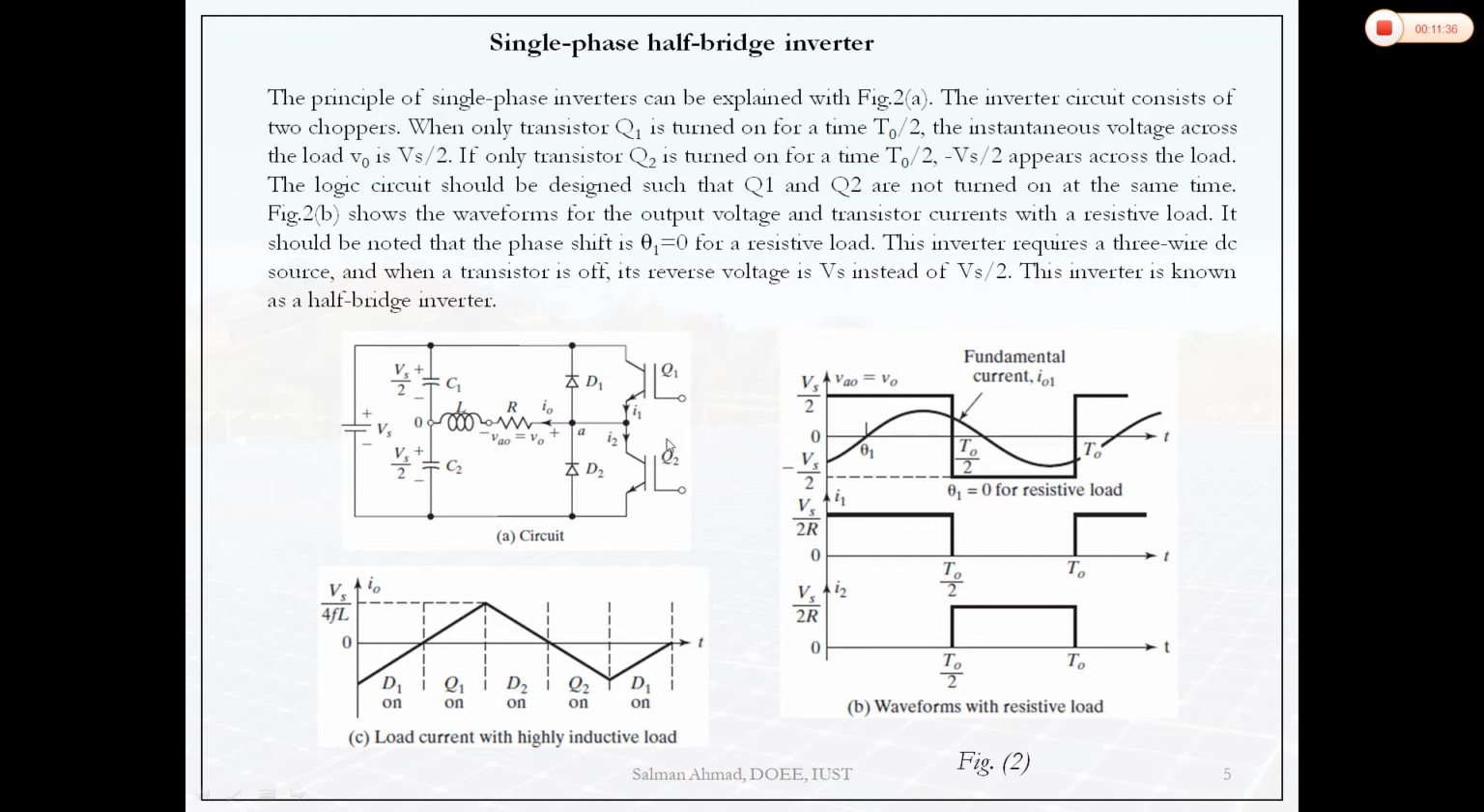Similarly, in the next half cycle, Q1 is turned off and Q2 is turned on. As Q2 is turned on, positive voltage will appear here and negative voltage will appear here, so the polarity will get reversed. The output voltage will be minus Vs by 2. So when Q1 is turned on, the voltage across the load is Vs by 2. When Q2 is turned on, the voltage across the load is minus Vs by 2.